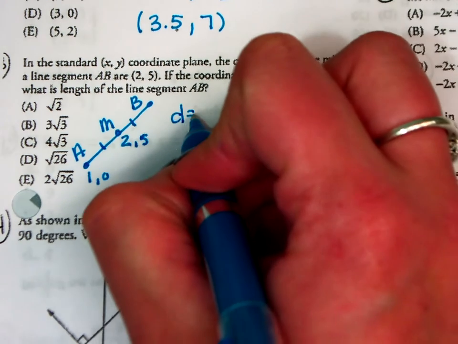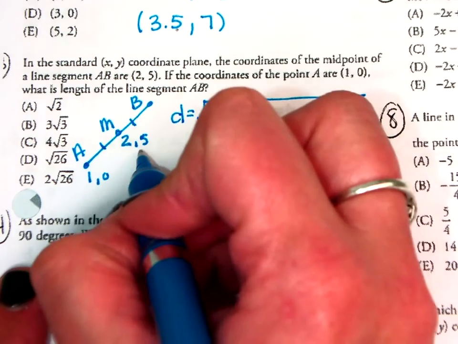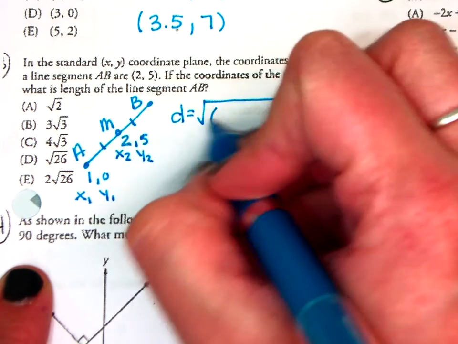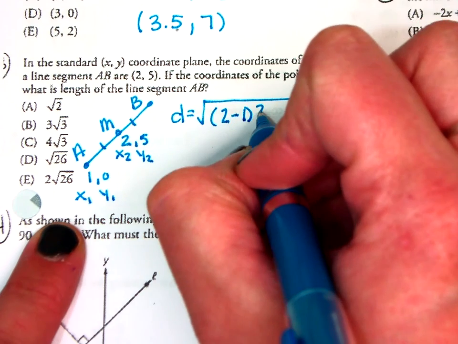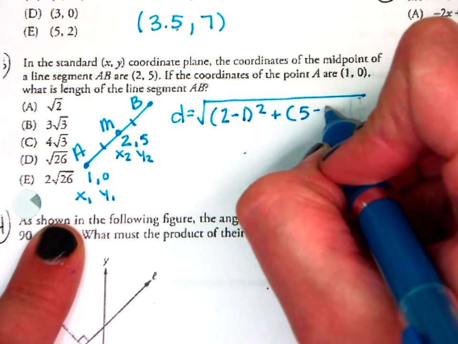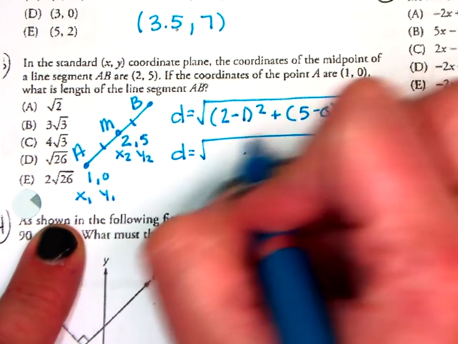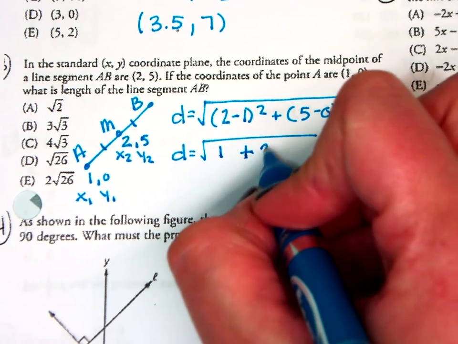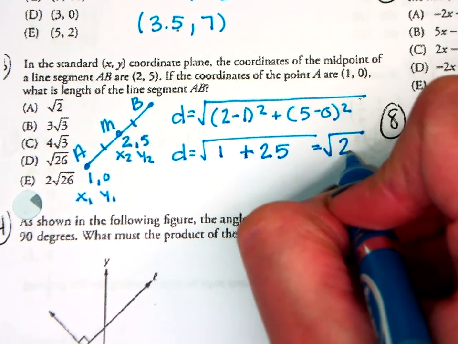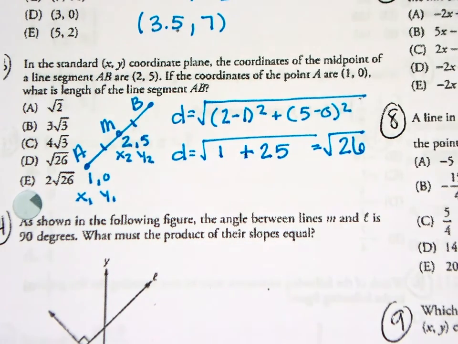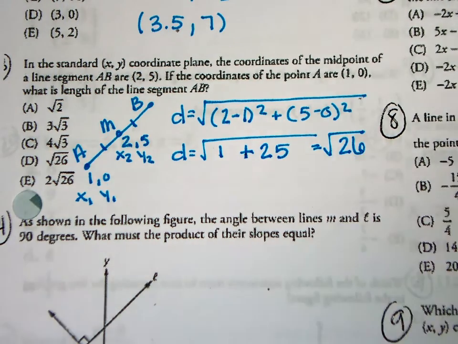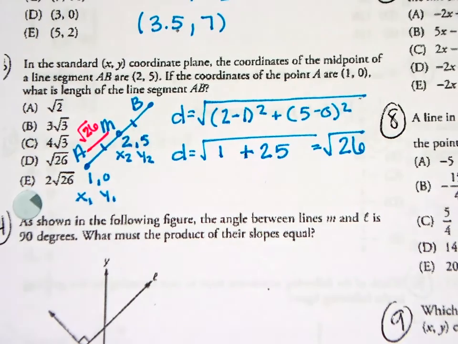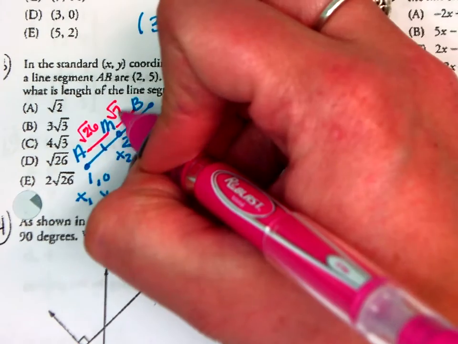So the distance formula equals, and we've already written it down, so I'm going to make this one like x1, y1, x2, y2. So x2 is 2 minus 1 squared, plus 5 minus 0 squared. All right, so 2 minus 1 is 1. 1 squared is 1. 5 minus 0 is 5. 5 squared is 25. So that gives us the square root of 26. Now, the square root of 26 represents just the distance from A to M. So this value is the square root of 26. Well, since M is the midpoint, that means the other distance is also the square root of 26.